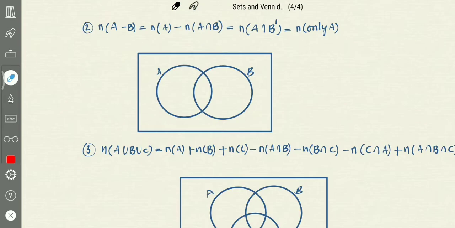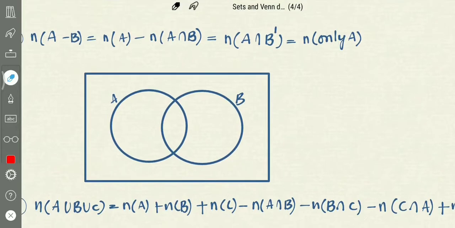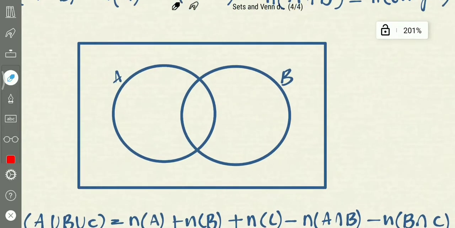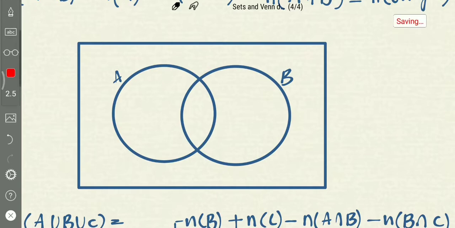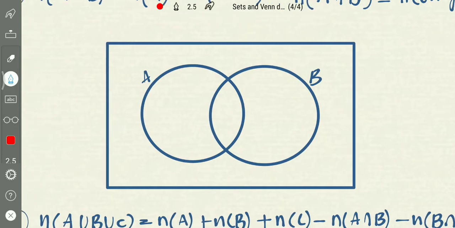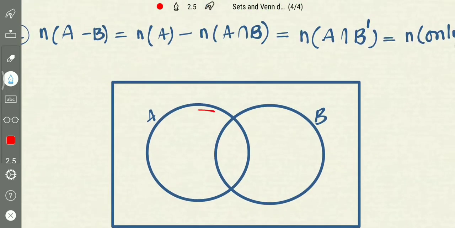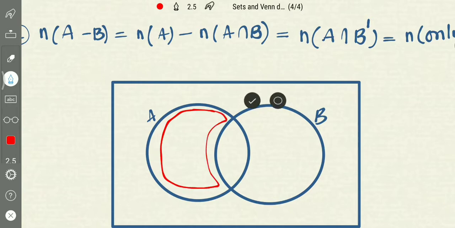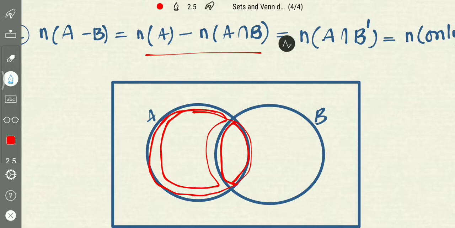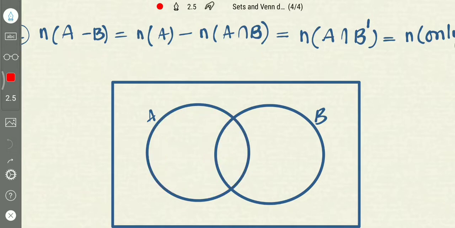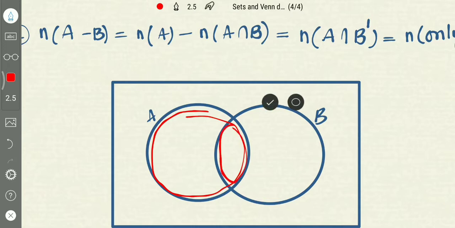And next one is n of A minus B is equal to n of A minus n of A intersection B. What is A minus B? Only A. This is A minus B. What are the number of elements in A minus B? If you take this total n of A, minus this part, n of A intersection B, we get n of A minus B. So listen again. This total is n of A, and subtracting this part n of A intersection B, we get n of A minus B.